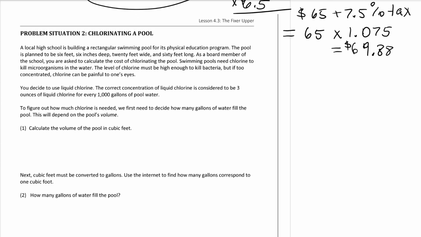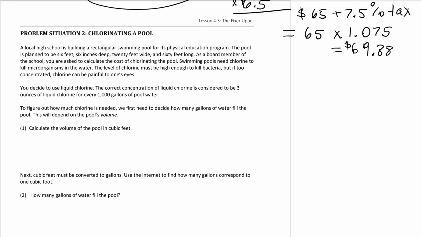A local high school is building a rectangular swimming pool for its physical education program. The pool is planned to be 6 feet 6 inches deep, 20 feet wide, and 60 feet long. As a board member of the school, you are asked to calculate the cost of chlorinating the pool. Swimming pools need chlorine to kill microorganisms in the water. The level of chlorine must be high enough to kill bacteria, but if it's too concentrated, chlorine can be painful to one's eyes. You decide to use liquid chlorine.